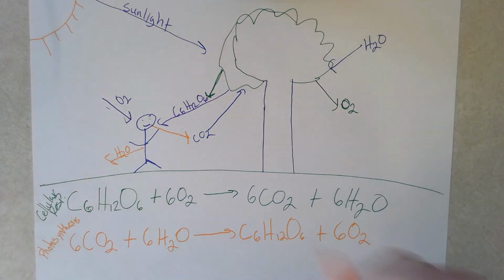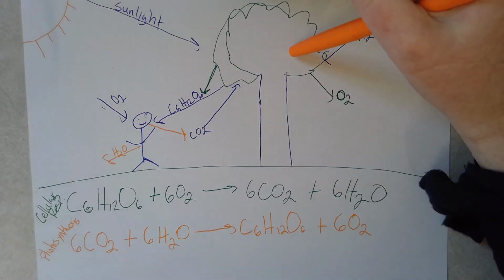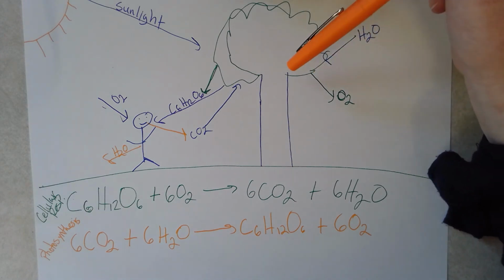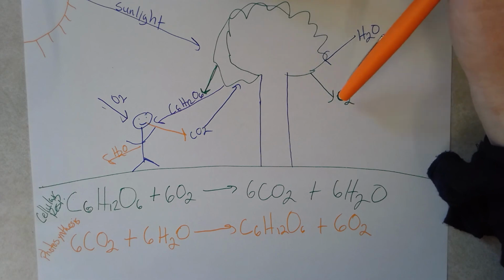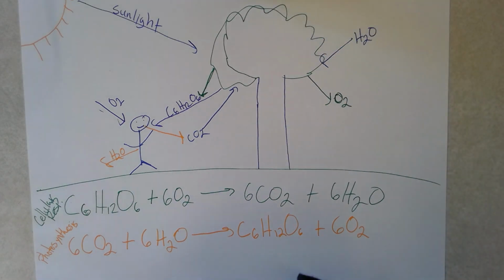Now, one thing I do want to clear up before we get started is that plants have mitochondria and chloroplasts. So they will also use cellular respiration, just to make sure that that is not a misunderstanding, but they are producing photosynthesis as well.